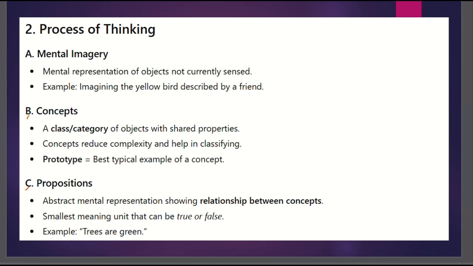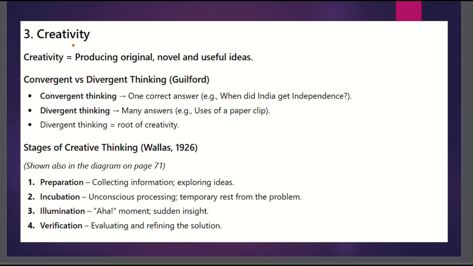Creativity means producing original and useful ideas. Guilford said convergent thinking has one correct answer. Divergent thinking has many possible answers. Divergent thinking creates creativity. Wallace gave 4 stages of creative thinking. Preparation is collecting information. Incubation is unconscious processing. Illumination is the sudden aha insight. Verification is evaluating and refining the idea.